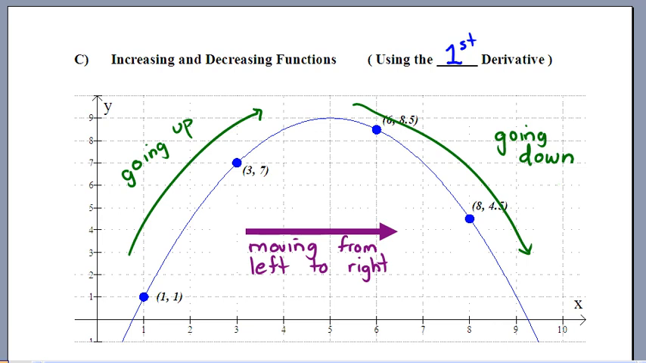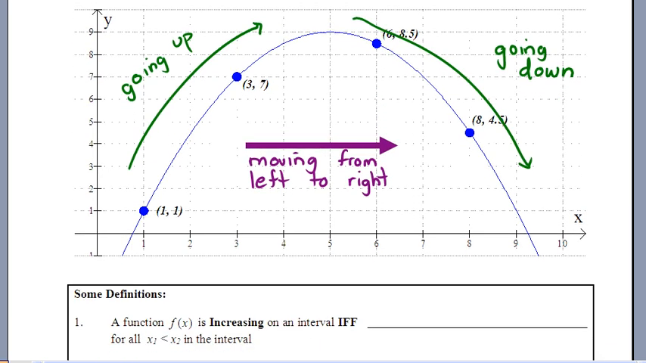Okay, so some definitions. A function is increasing on an interval IFF, and there's this weird word here, IFF. That's actually a math abbreviation for if and only if. All definitions are always if and only ifs, right? They say, hey, this arrow goes both directions. So a theorem might have an arrow just going one way, but for a definition, the arrow is double-headed and says these two things are interchangeable.